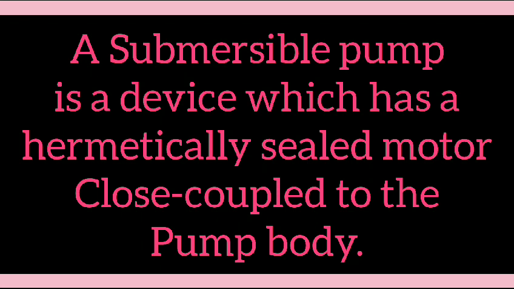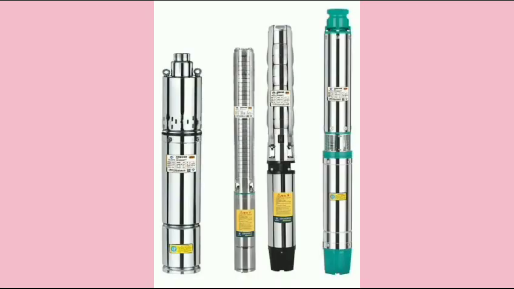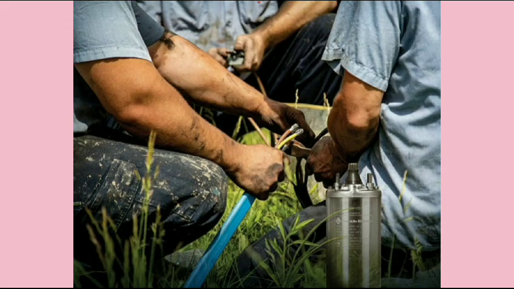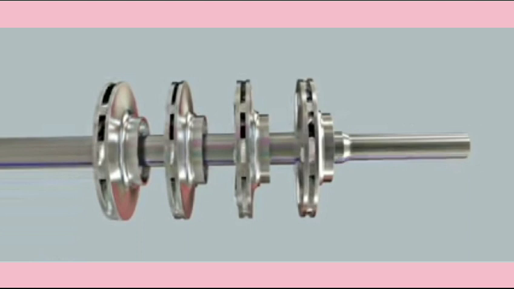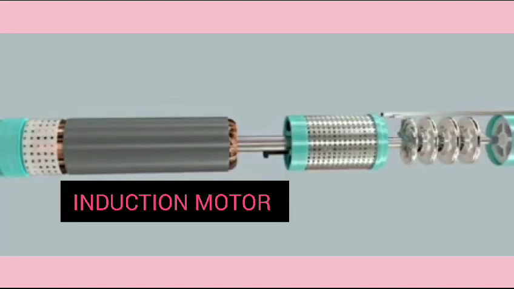A submersible pump is a device which has a hermetically sealed motor closely coupled to the pump body. It has high versatility and reliability, and it is very efficient. The impeller blades in it are of the backward curved type. Here many of the impellers are connected to a single shaft, and this shaft is driven by an induction motor.